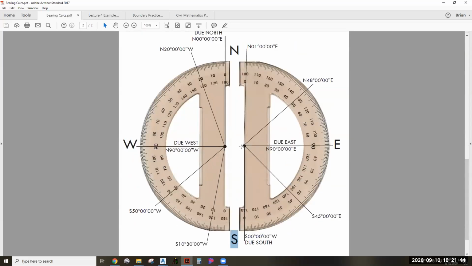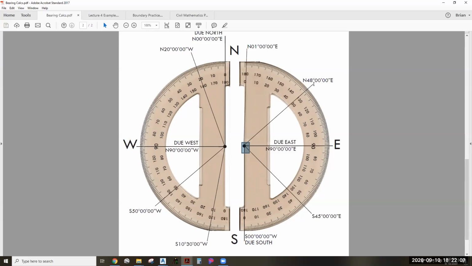Now, if I start at this dot right here, and I walk in the northeasterly direction to where the line ends, as we talked about, it would be annotated north 48 degrees, 0 minutes, 0 seconds east.